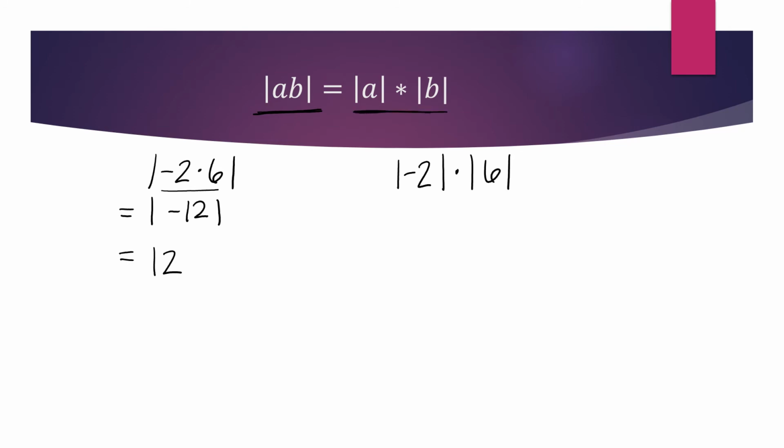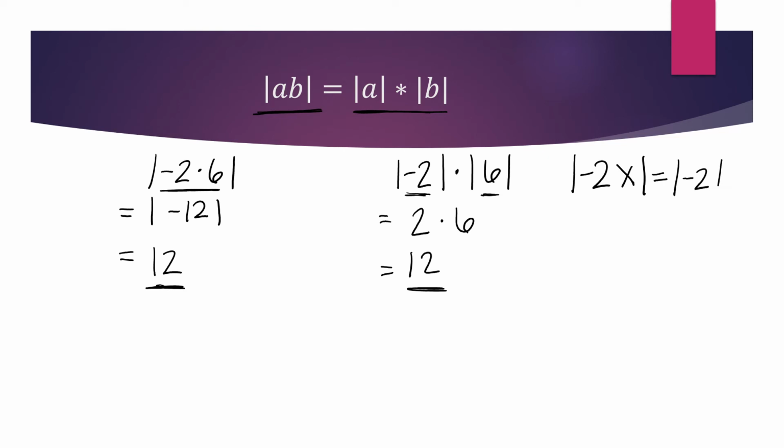So the -2 and 6 were first inside the absolute value, but now we've separated them. So if we take the absolute value of -2, we get +2. And if we take the absolute value of 6, we get +6. 2 times 6 also equals 12. So these are equal to the same number. You won't always have just numbers inside the absolute values. Sometimes you'll have something that looks like -2x. And then by using this property, we can split that up into the absolute value of -2 times the absolute value of x. So that's just one way that you can apply this property.